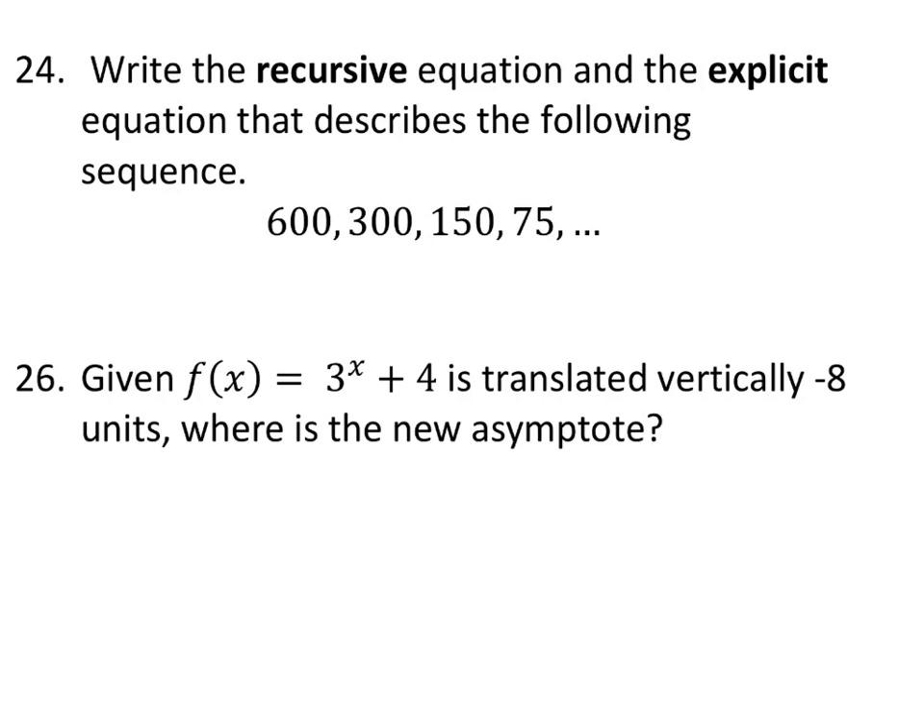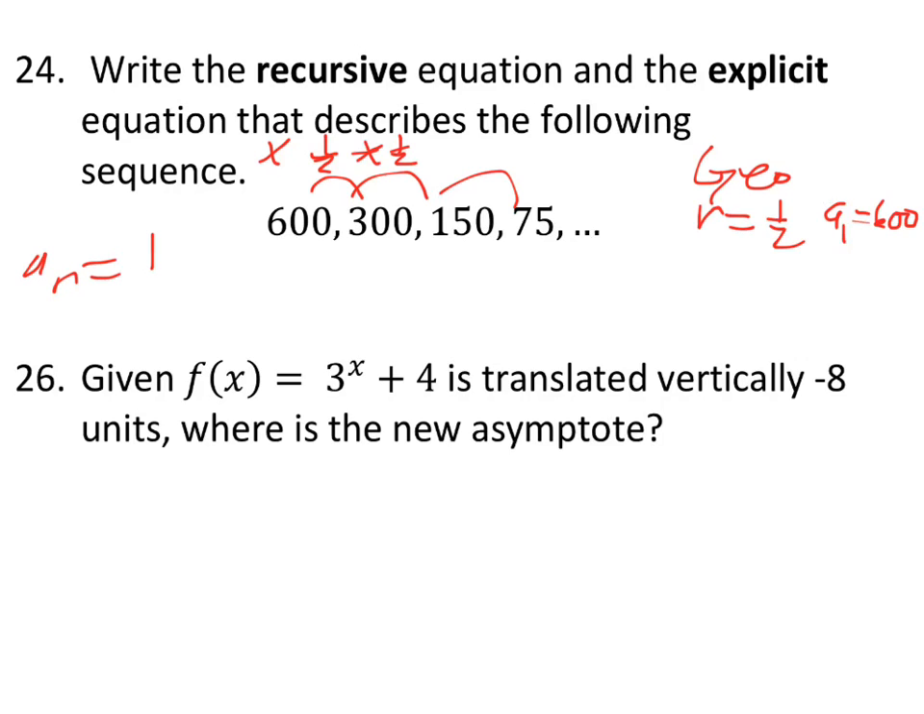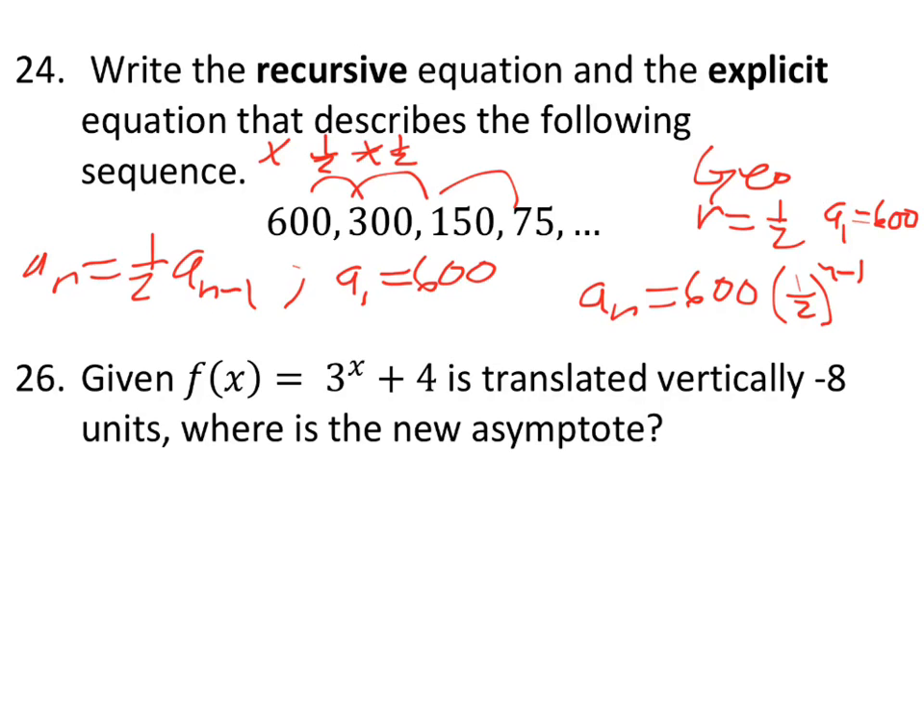24, recursive equation and the explicit equation for the sequence here. This is looking like a pattern of dividing by 2 or timesing by 1/2. Times by 1/2, times 1/2. So it's halving each time. It's geometric. Your common ratio is 1/2. Your initial value is 600. And so once you have that, you can write your equations. Every term is equal to 1/2 of the previous one, and start at 600. If you want the explicit one, put 600 in front of 1/2 to the n minus 1 power.